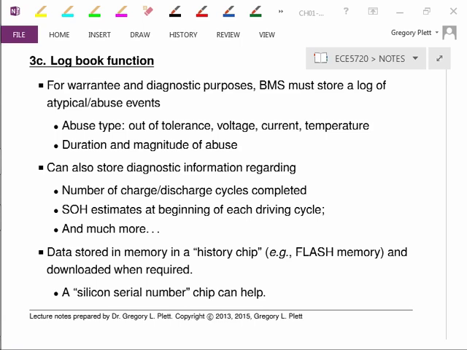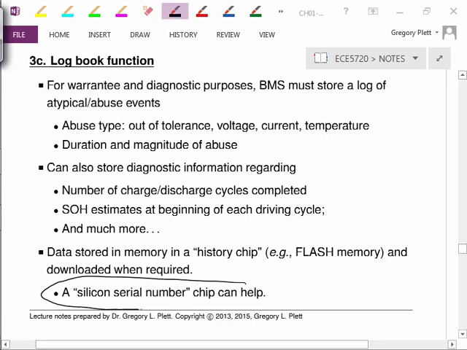Other diagnostics that we might want to store include the number of charge and discharge cycles completed, so we have an indication of age, some state of health estimates at the beginning of each driving cycle, and anything that you think of. Somehow we store this in a history chip, so a flash memory or an E2 PROM or something, and then we would download it from the battery management system into a computer for analysis when required. I haven't ever seen this implemented. I've thought for a long time that this would be a great idea, though.